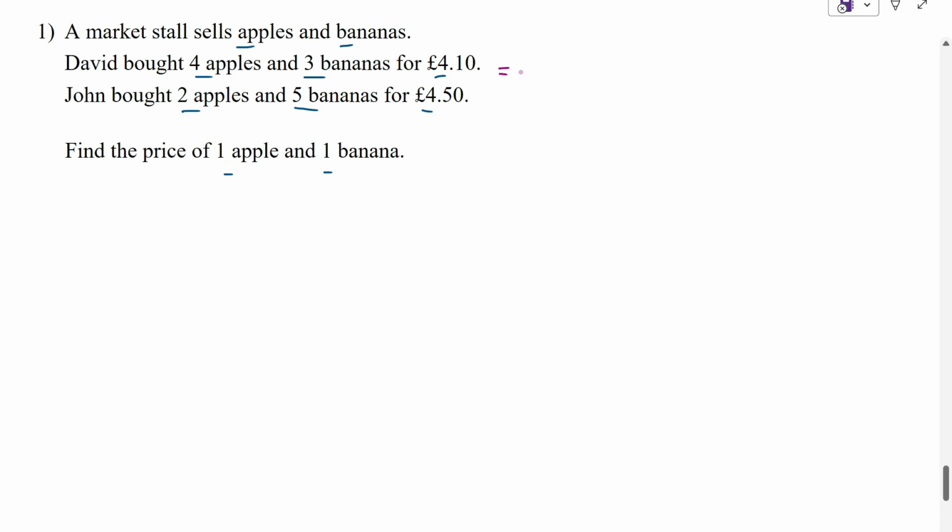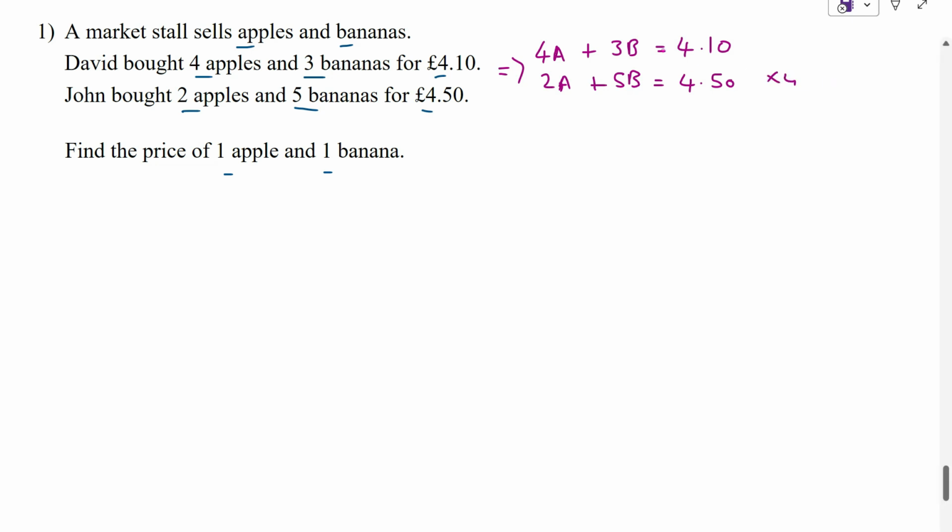Okay, so let's go ahead and create 2 equations, fairly straightforward. So 4a plus 3b gives us 410, and 2a plus 5b gives us 450. So a's and b's lined up. Now let's match one set of coefficients. If we were to multiply this bottom equation by 2, we would get 4 and 4. So let's just go ahead and do that.